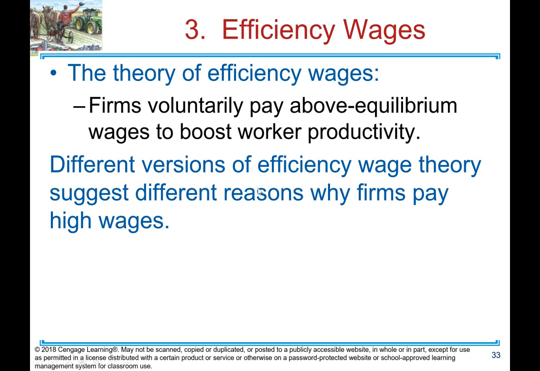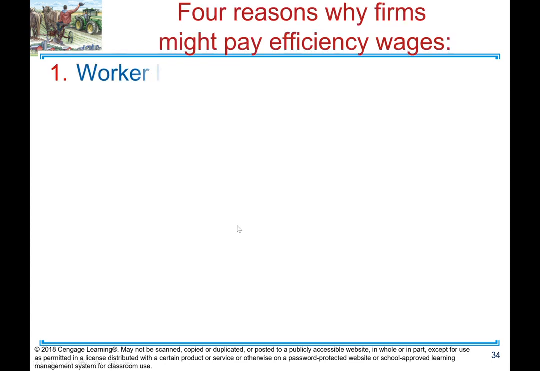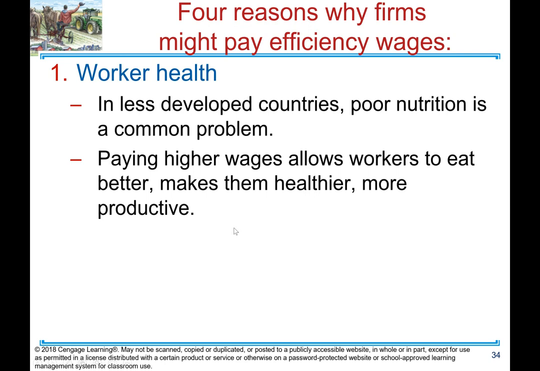Efficiency wages. The theory of efficiency wages: firms voluntarily pay above-equilibrium wages to boost worker productivity. Different versions of efficiency wage theory suggest different reasons why firms pay higher wages. Number one, worker health. In less developed countries, poor nutrition is a common problem. Paying higher wages allows workers to eat better, making them healthier and more productive.